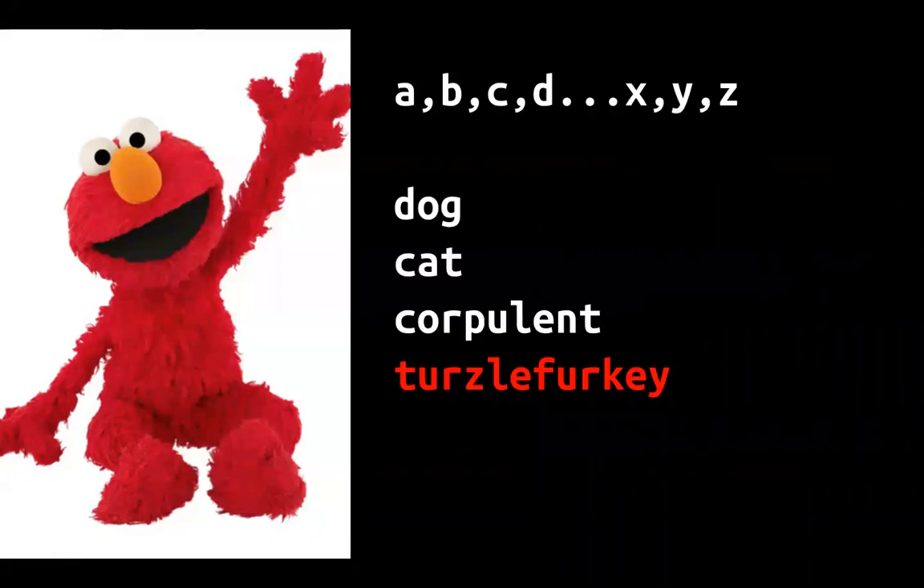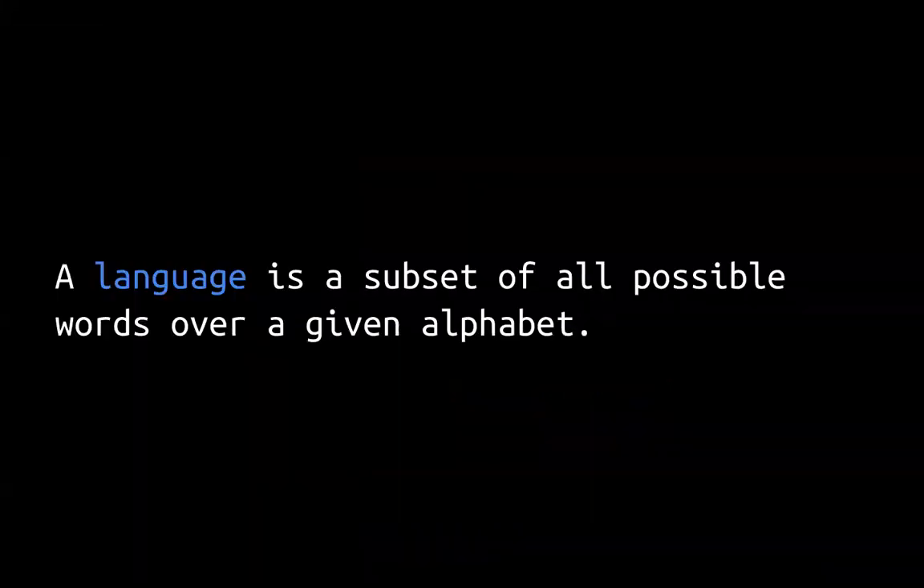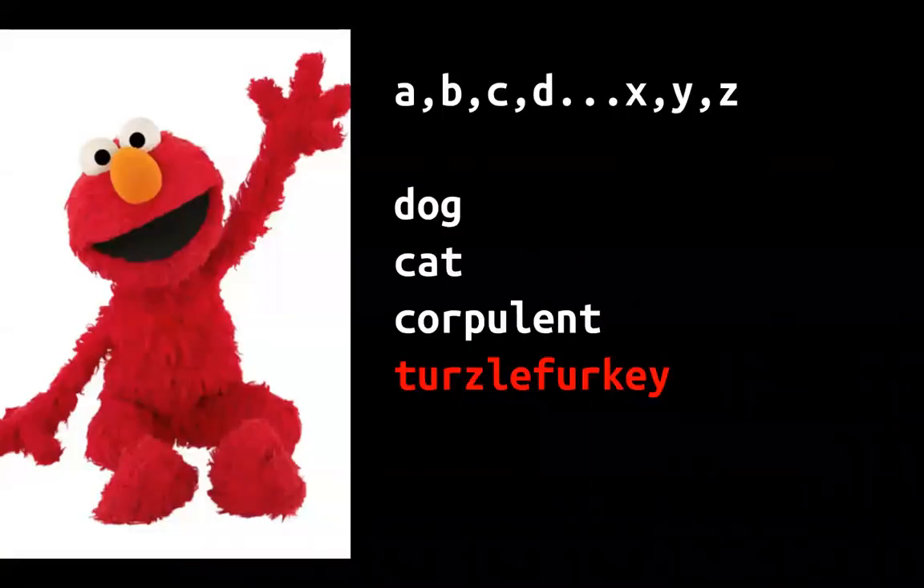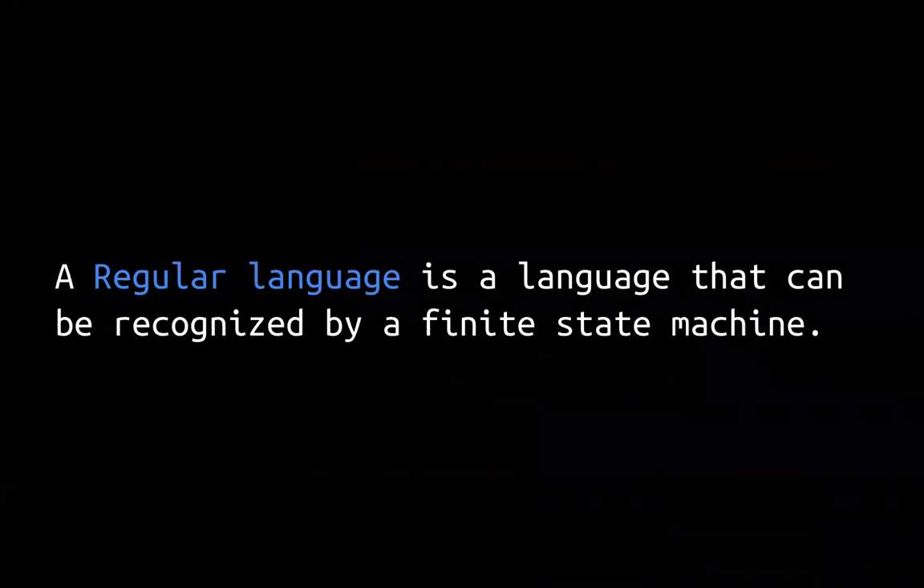So dog, cat, corpulent, those are all combinations of those letters that form words that are English. Terzelfurky is a combination of letters from the English alphabet, but isn't actually part of the English language. It's not an English word. So language is a subset of all possible words over a given alphabet. That's what we're seeing here. So a regular language is defined as a language that can be recognized by a finite state machine.